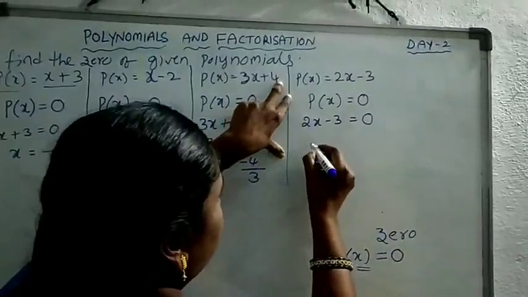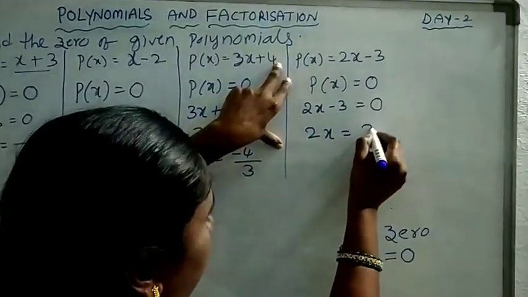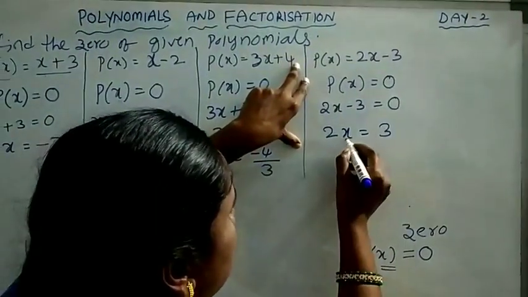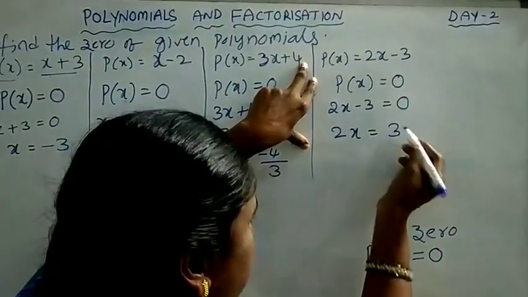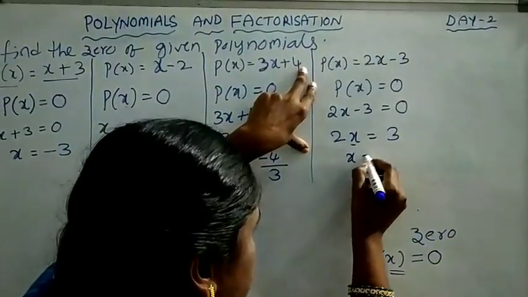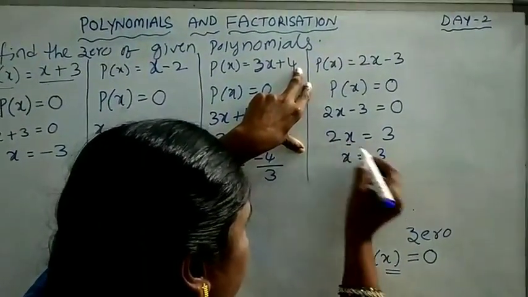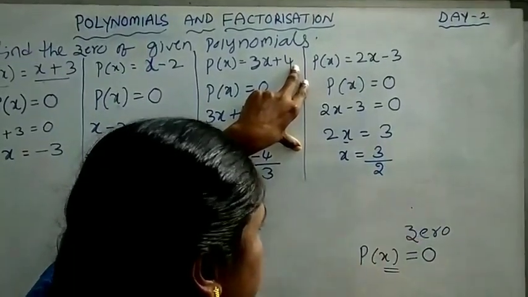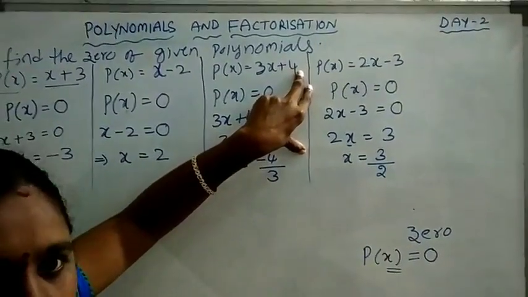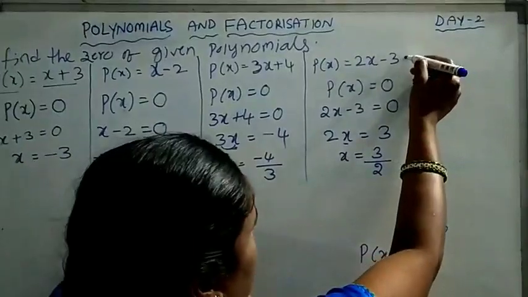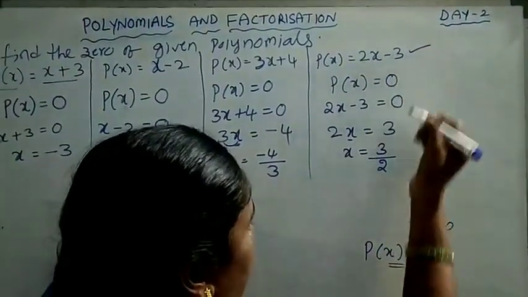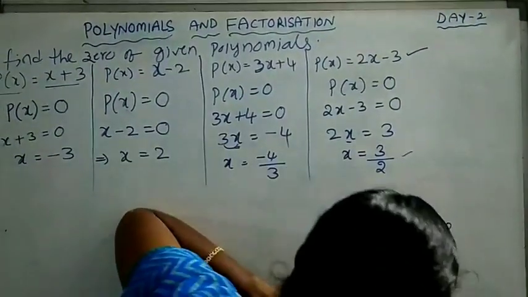From this, 2x is equal to 3. So, the minus 3 becomes plus 3. So, from this x is equal to 3 by 2, since 2 is multiplying here. So, the 0 of the given polynomial 2x minus 3 is 3 by 2.